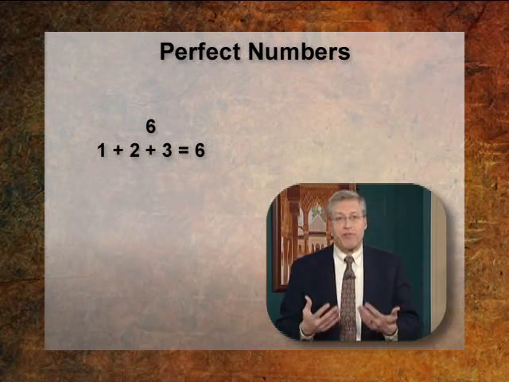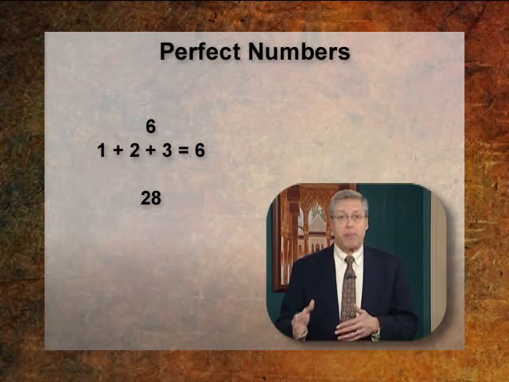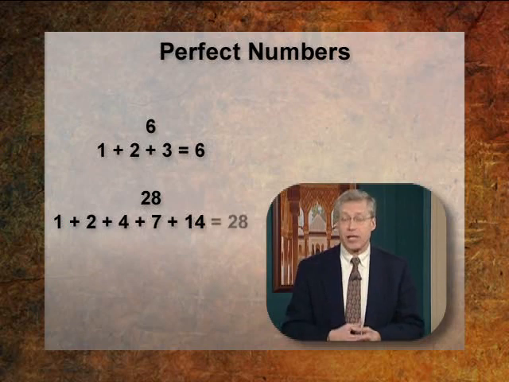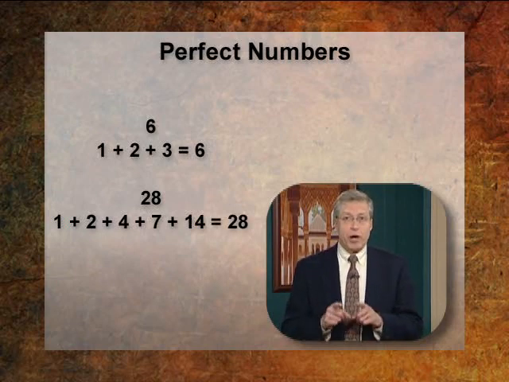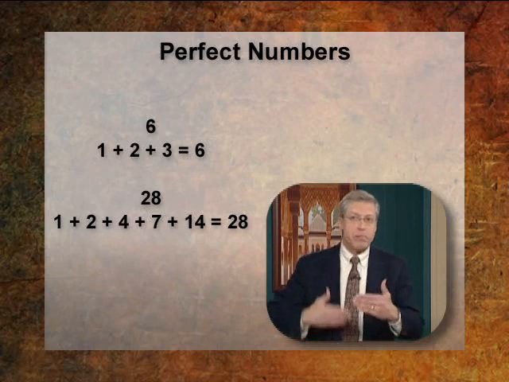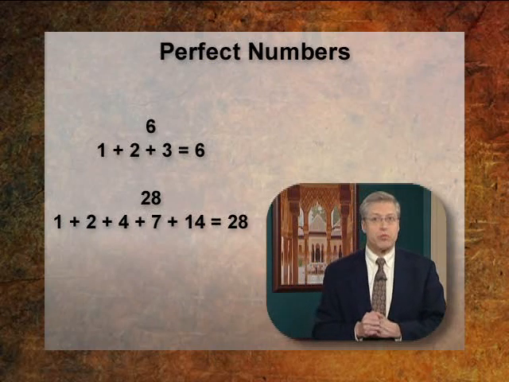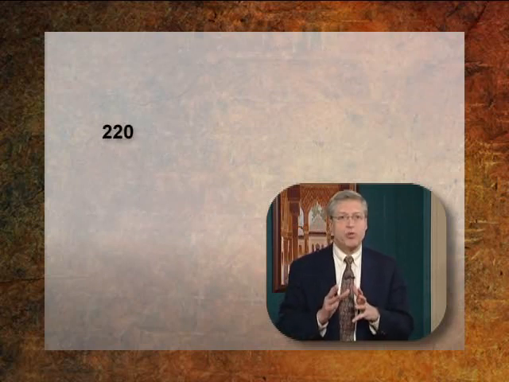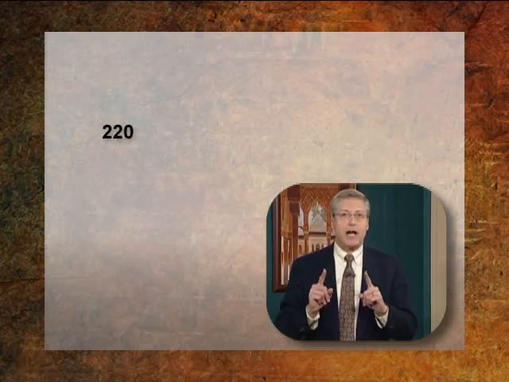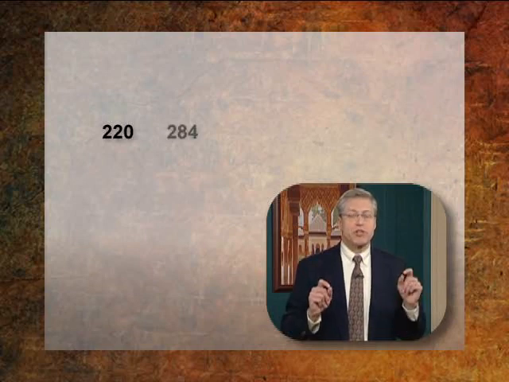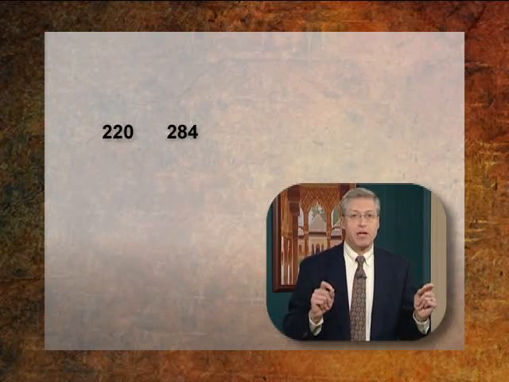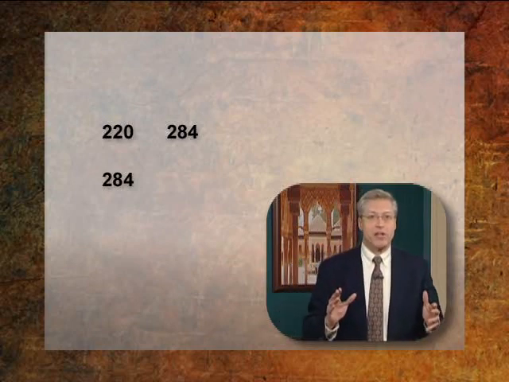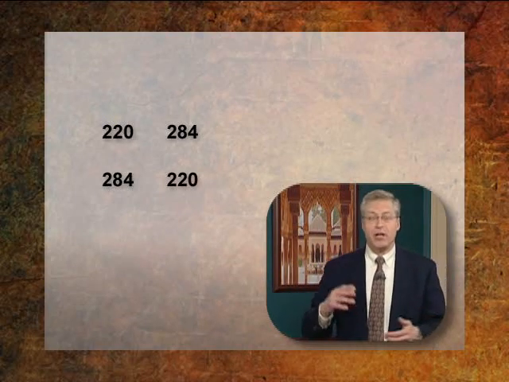Now, another example of a perfect number is 28. Its proper divisors are 1, 2, 4, 7, and 14. Add those up, and I get 28 again. So one of the possibilities as you do this is you might come right back to the number that you started with. Something else can happen. If you start with the number 220 and add up its proper divisors, you get 284. If you take the number 284 and add up its proper divisors, you get 220.